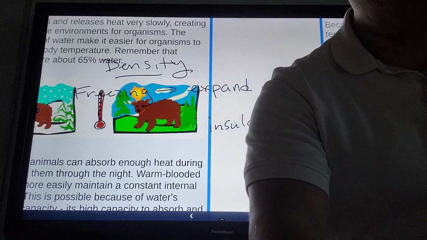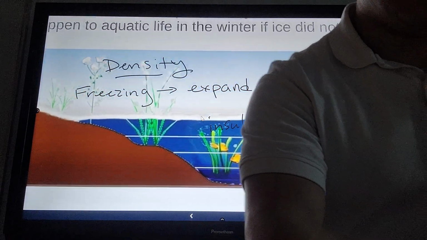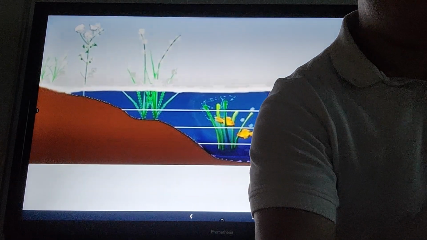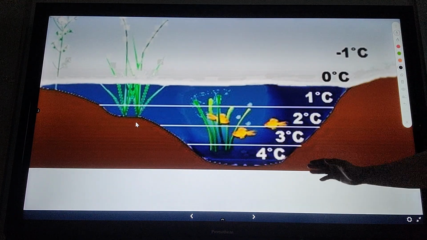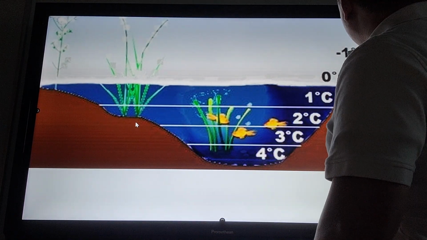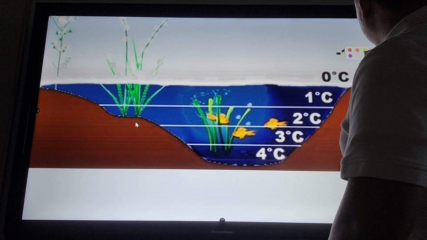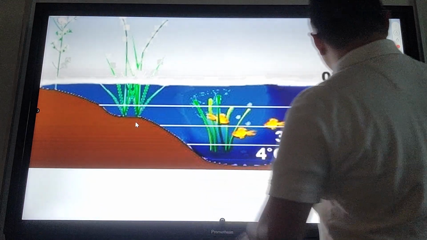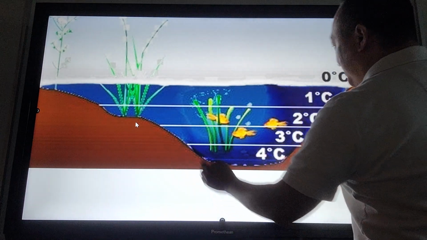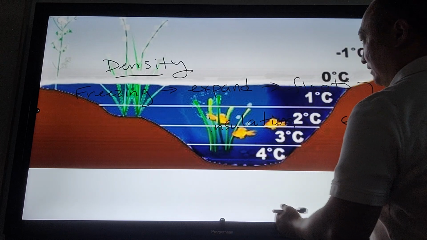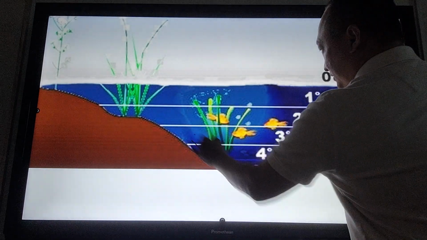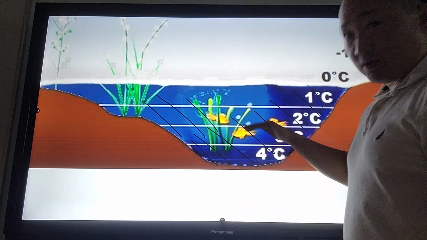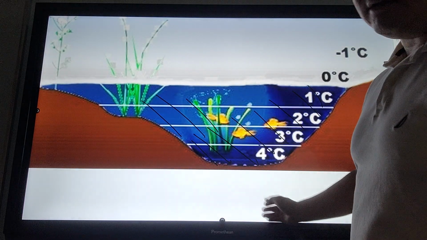This is just one example of this property. But in this lake or pond ecosystem, in the winter, as the temperature drops, some of the water starts to freeze. Imagine if that water started to freeze bottom up. That whole lake or pond would be frozen over, and a lot of the aquatic organisms would not survive.